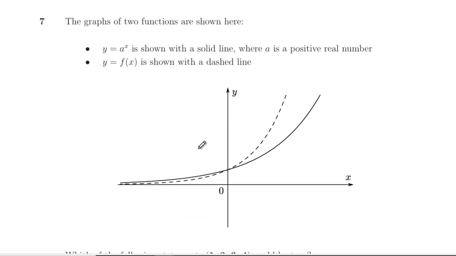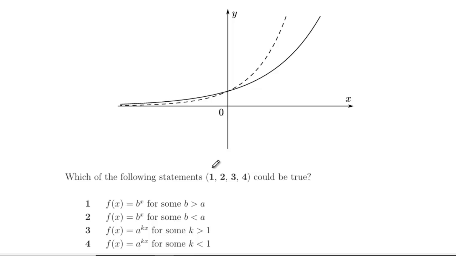Graphs of the two functions are shown here. Y equals a to the x is shown with a solid line. A is a positive real number. Y equals f of x is shown with the dashed line. Okay. Which of the following statements could be true?